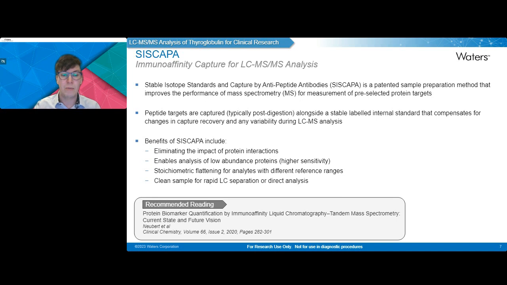And at the bottom of the slide, I've added some recommended reading around this. One paper which discusses an overview of immunoaffinity for LC-MS/MS, which was published in Clinical Chemistry in 2020. And it effectively provides an overview of its current use and perhaps where it could lead us into the future.